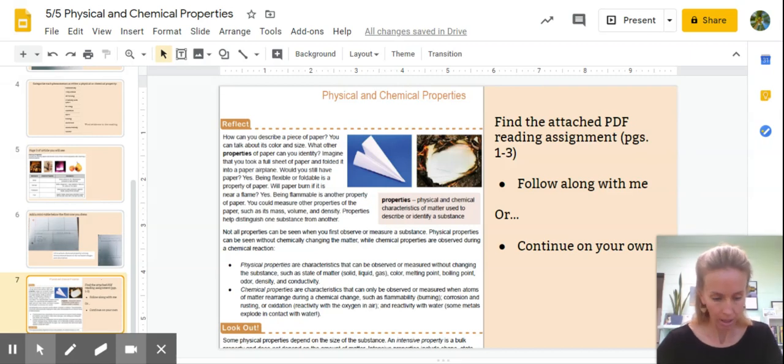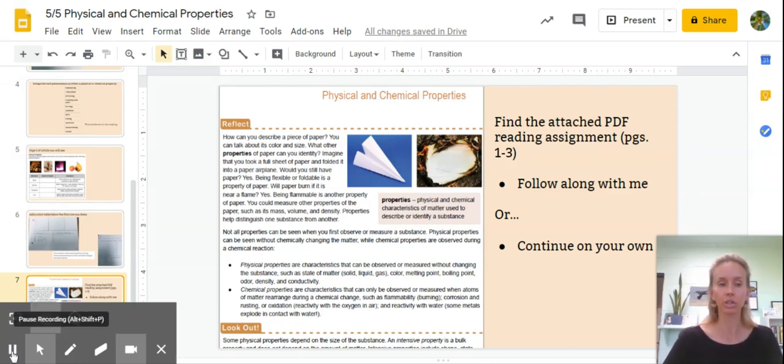Continuing on. Physical properties are characteristics that can be observed or measured without changing the substance, such as the state of matter (solid, liquid, or gas), the color, the melting point, the boiling point, the odor, the density, and the conductivity. Notice that list is what you need to include in your table. Some of the terms that you need to include on your table were just read, so go ahead and go back.